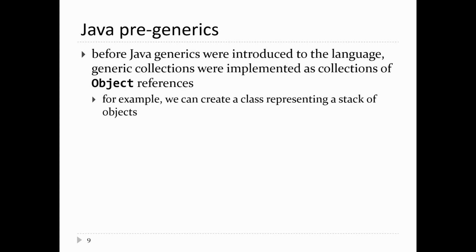Now, generics weren't introduced into the Java language until the 5th version of the language. So they came in relatively late. In other words, the language had been around a long time before they introduced generics. But this sort of thing is useful, right? It's useful to have a stack that can hold different types. And so there was a workaround before they introduced generics.